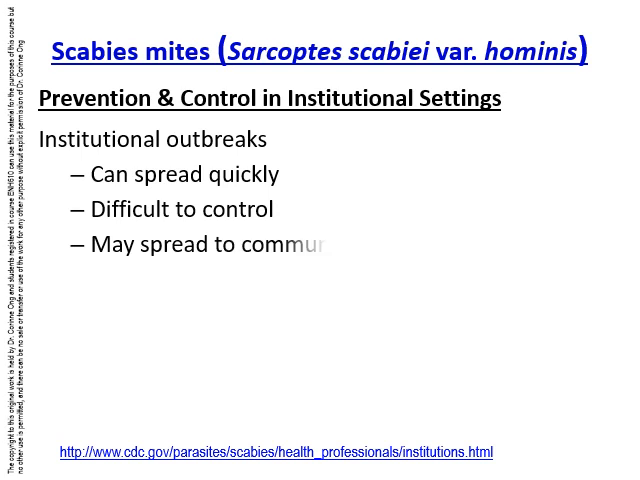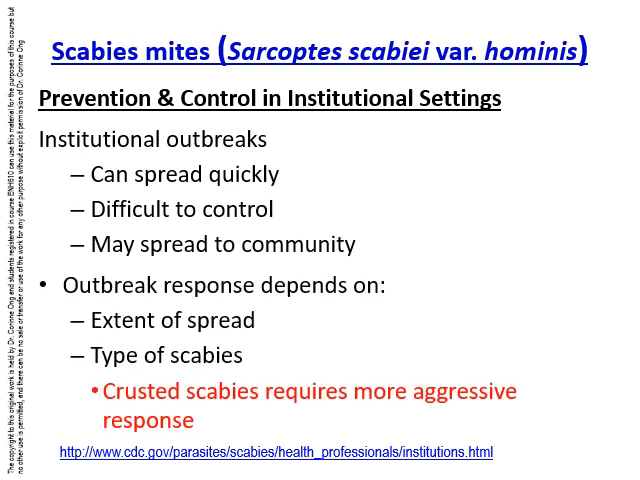Institutional outbreaks can spread very quickly and are really difficult to control. They may also spread beyond the facility to the community. Outbreak response really depends on the extent of the spread and the type of scabies. Obviously, crested scabies or Norwegian scabies requires more aggressive responses.